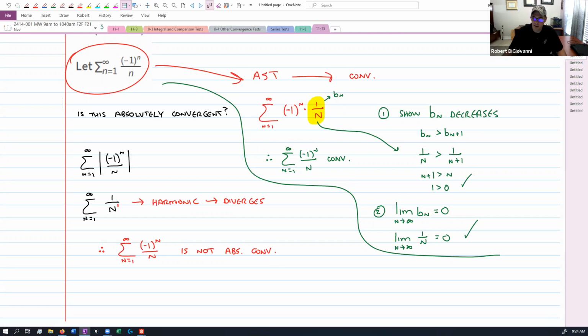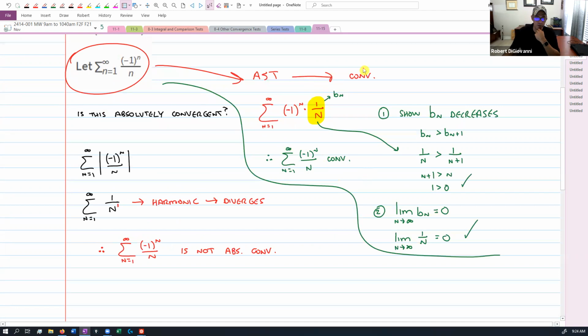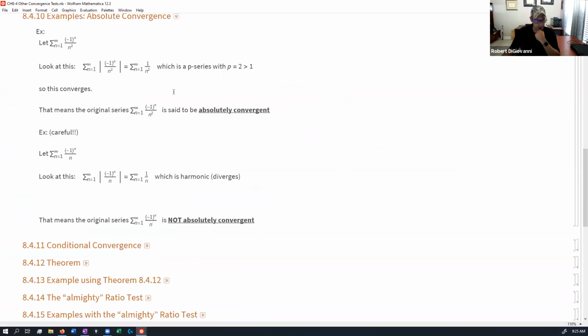Go back to the one we did before this. I did not show this with the alternating series test, but on that problem, it converges, and it's also absolutely convergent. That's a very, very strong condition, because that means the original series converges and the absolute value converges. That means it's absolutely convergent and convergent at the same time. But you can have convergence without absolute convergence. You can have that happen. Okay, let's continue.